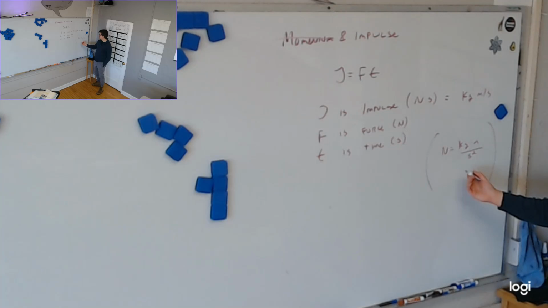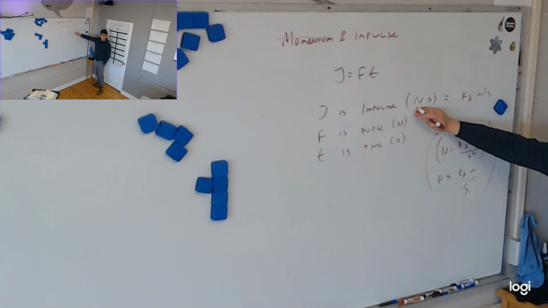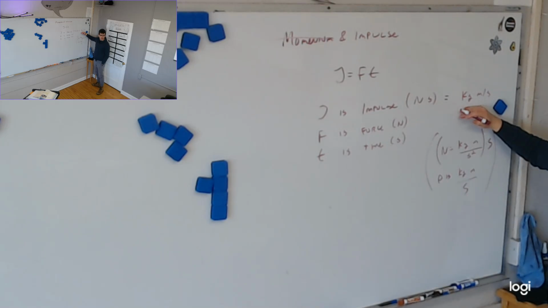And then momentum was what? Kilogram meters per second. So if we just multiply this Newton times seconds, which is what we have here for impulse, it's the same thing as kilogram meters per second. What does that tell you about the relationship between momentum and impulse? They are very similar. Yes, they are.